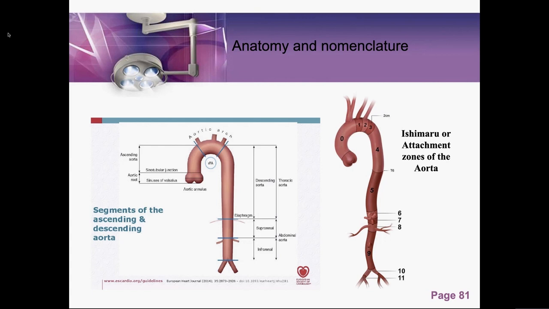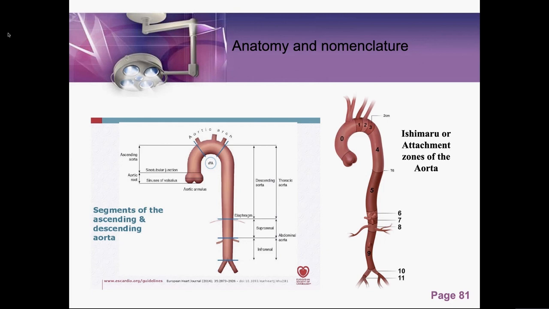The picture on the right does give us a more accurate way of delineating different aspects of the aorta, with a zone 0 area just in the ascending aorta, extending all the way down to zone 10 down by the bifurcation of the aorta. By doing this, we're able to ensure that when we discuss research articles, we are talking about the same thing.